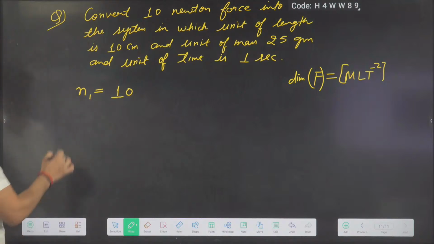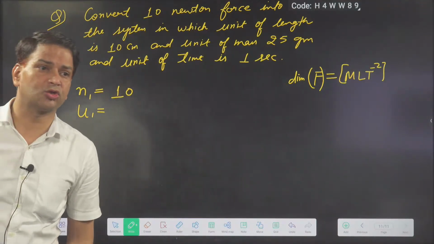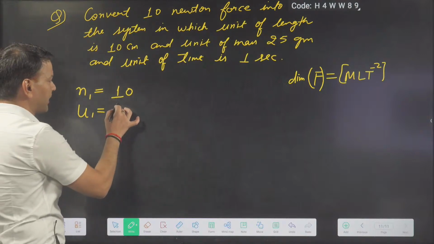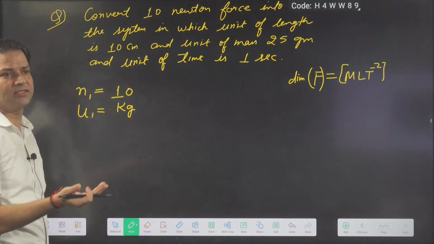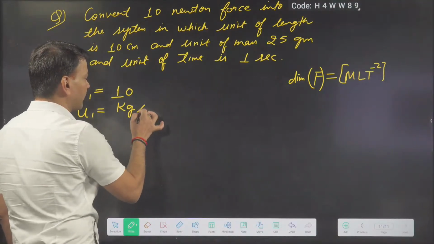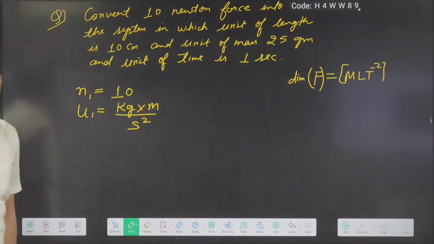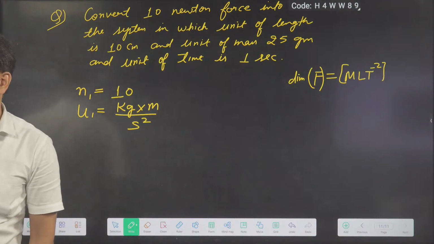Okay. What is the U1 I will take? From the dimension MLT minus 2, what is the unit I will take? In the place of M, kg. Why? Newton is in the SI, and SI and MKS I will take the same. Kg in the place of length, meter, and in the place of time I will put second. So what will U1 be? Kg meter per second square.